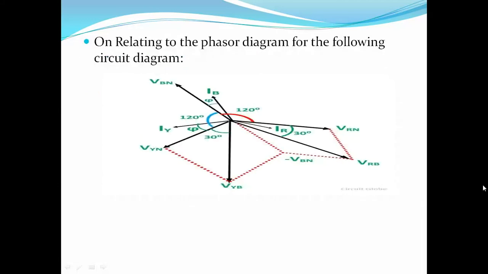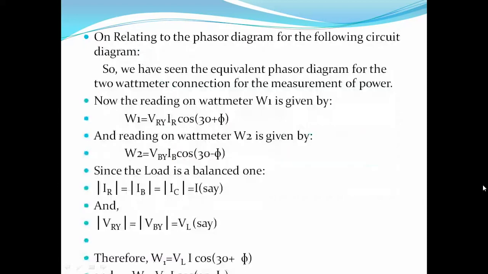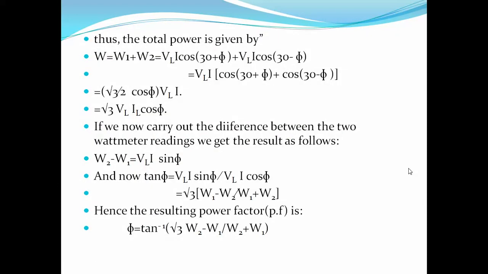Okay. Now the vector diagram of this experiment. Now the calculation part. Here is how we calculate the power factor: phi equals tan inverse of root 3 into (W2 minus W1) divided by (W2 plus W1). W2 and W1 are the wattmeter readings.